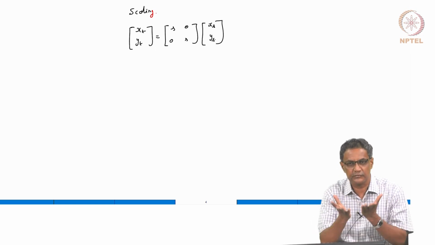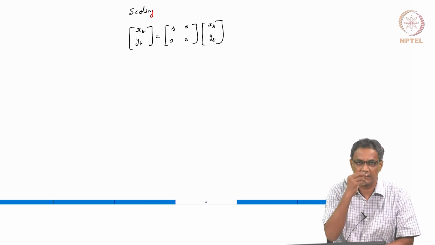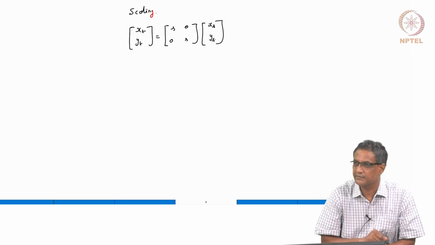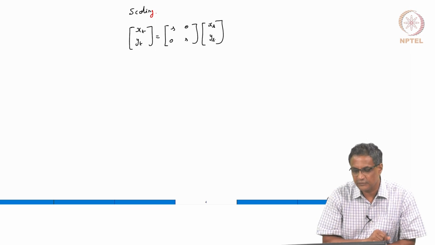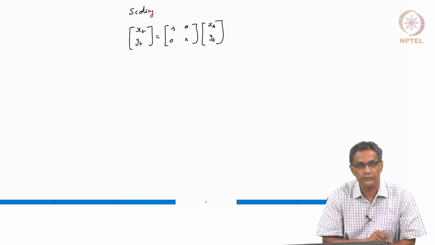So for example, suppose you wanted to do a soft zoom in your lab assignment. Suppose you had to zoom in on an image. What will you choose here as your S? Should S be greater than 1 or should S be less than 1 if you wanted to zoom?